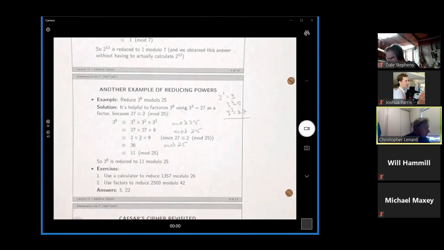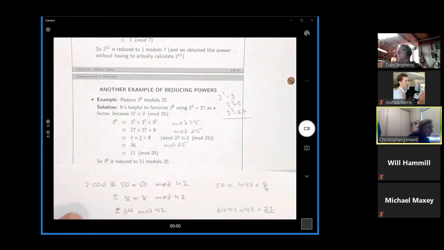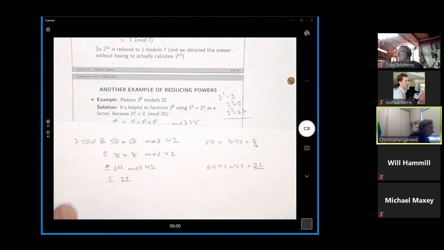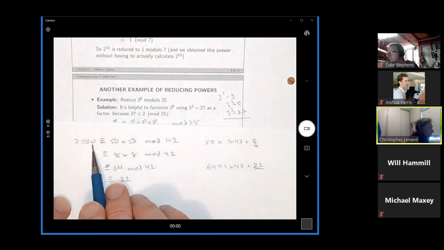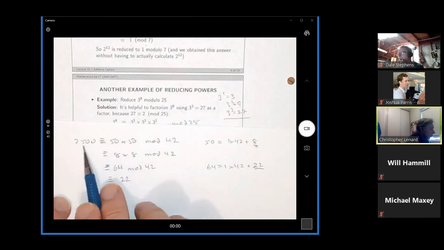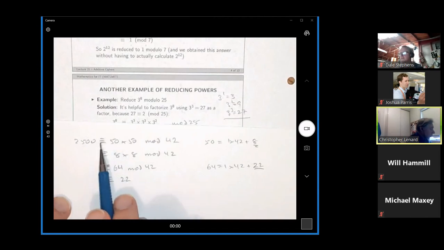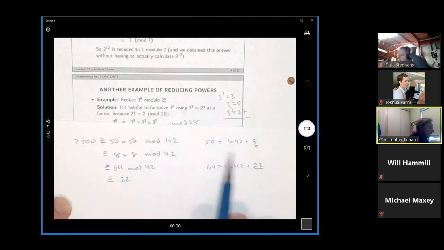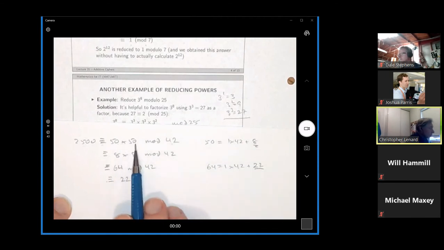Okay, let's just stop and do number 2 as a quick little exercise. So here we go. 2,500 is 50 times 50. 5 times 5 is 25, times 10 times another 10 is 2,500. So 2,500 is congruent to 50 times 50 mod 42. And we recognize that 50 is one lot of 42 with 8 remainder. So basically 50 is congruent to 8.